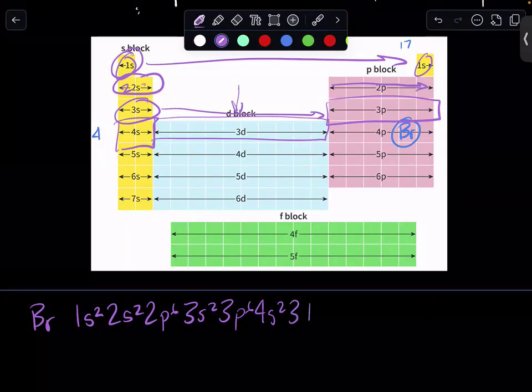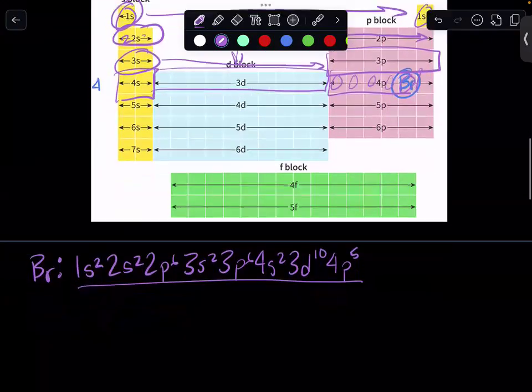But we contain it all, so we go to 3d10. Then we go to 4p, but we don't make it all the way. We go 4p, and we only make it to element 1, 2, 3, 4, 5. Bromine is the fifth element. So our electron configuration for bromine is as follows: 1s2, 2s2, 2p6, 3s2, 3p6, 4s2, 3d10, 4p5.